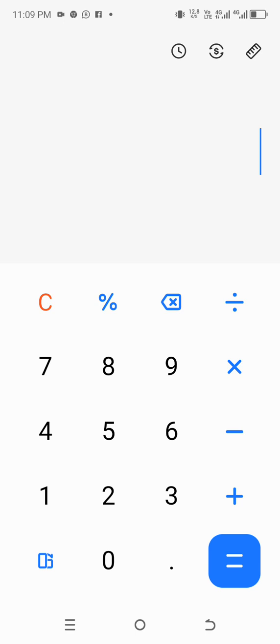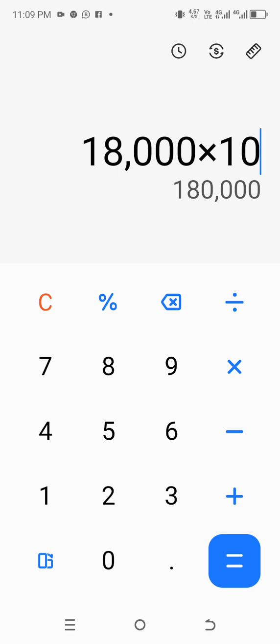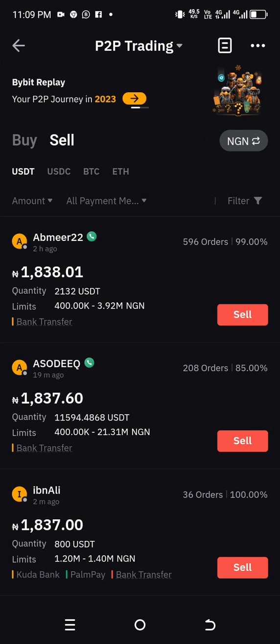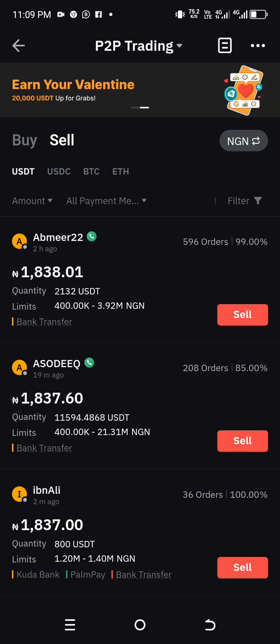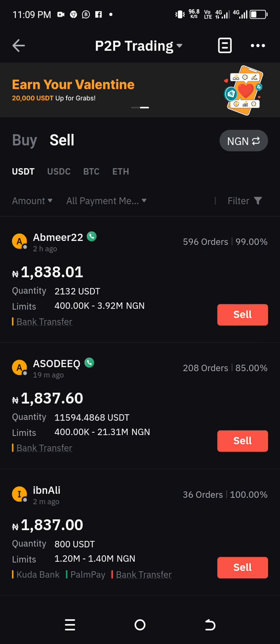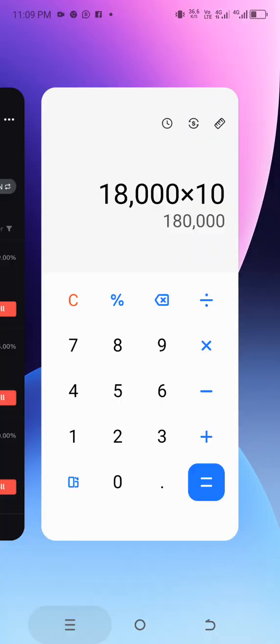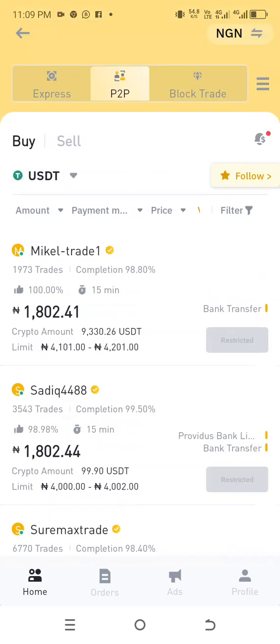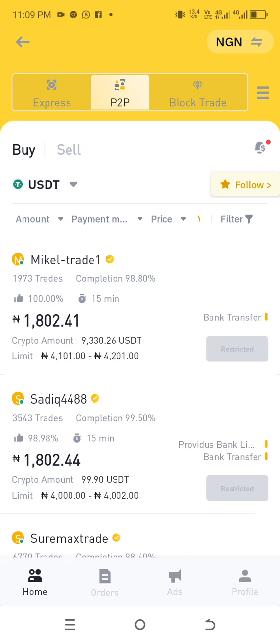Imagine you do this, 18,000 naira times 10. You can make 180k instantly. So just seize this opportunity and start making money right away. If you are just seeing this now, start before time passes by. All you need to do is buy from one exchange and sell on another exchange, and start making your profit.